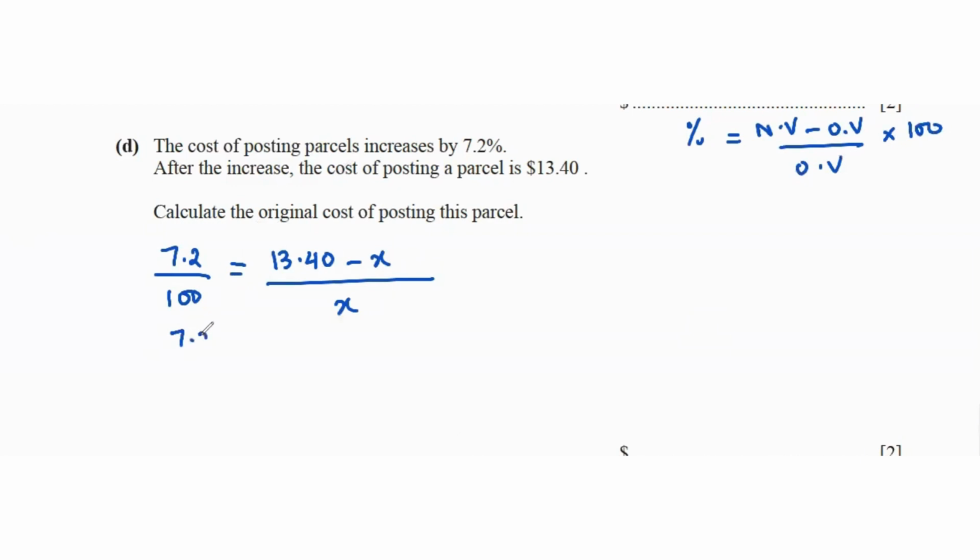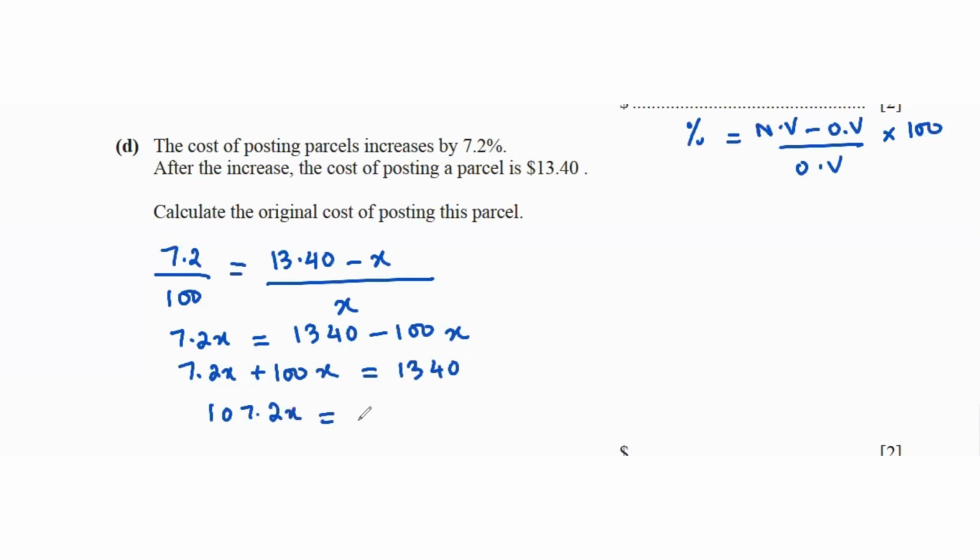So it's going to be 7.2x equals 1340 minus 100x. 7.2x plus 100x equals 1340. So that's going to be 107.2x equals 1340. x is going to be 1340 divided by 107.2, and that's going to give us $12.5. So $12.5 is your original amount before the increase.